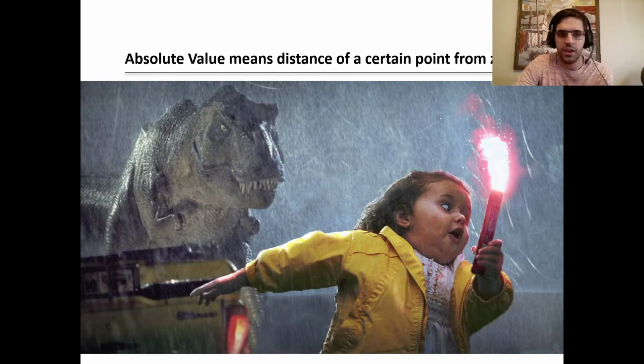So when you think absolute value, here's an idea for it. Imagine you are this girl right here, and Mr. T-Rex is the point 0 on the number line. You don't care where you are on the number line. You care about how far away from Mr. T-Rex you are. And that could be in the positive direction or the negative direction. You don't care. You just care about the distance.